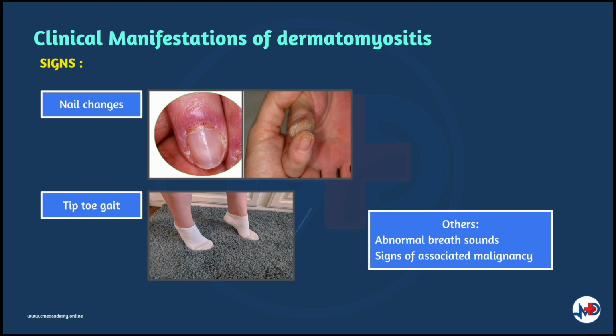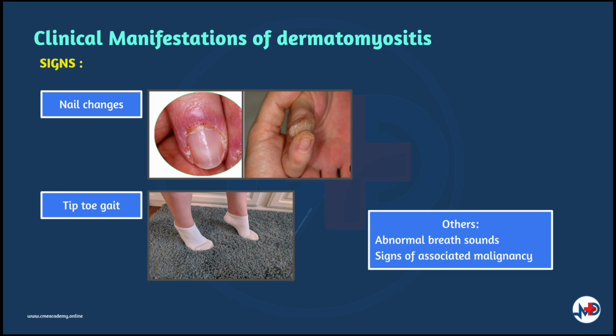Dermatomyositis patients usually have musculoskeletal signs such as muscle tenderness, joint swellings, and joint contracture. If flexion contracture occurs at the ankle, a tiptoe gait can be noticed. Patients with pulmonary involvement can have abnormal breath sounds upon auscultation of the lungs.